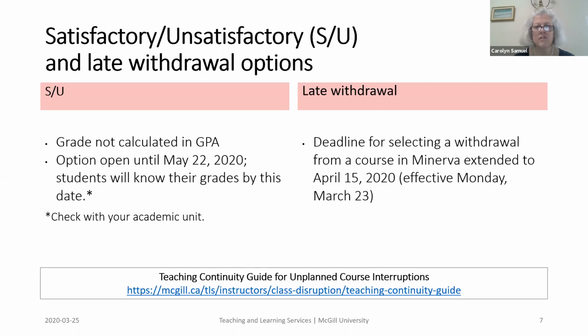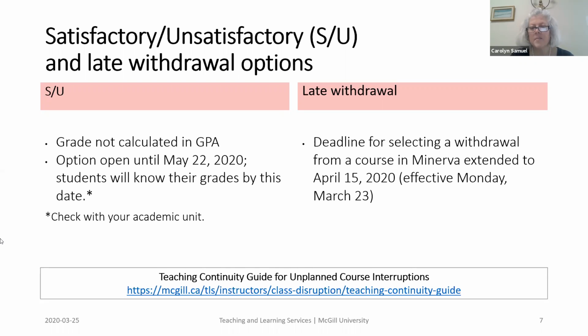The advantage for students of the satisfactory, unsatisfactory option is that the grade does not count in their GPA. Now, we do have an asterisk next to this. I'm just going to indicate that here. So we do have this asterisk here. In some cases, the SU might not hold, for example, in programs where there is accreditation. So we recommend that you check with your academic unit to see if there are any constraints around the SU option for students in specific programs in your unit.